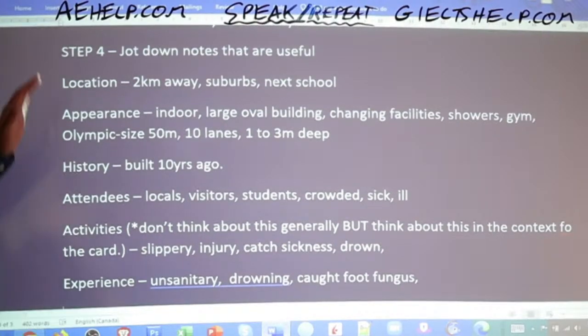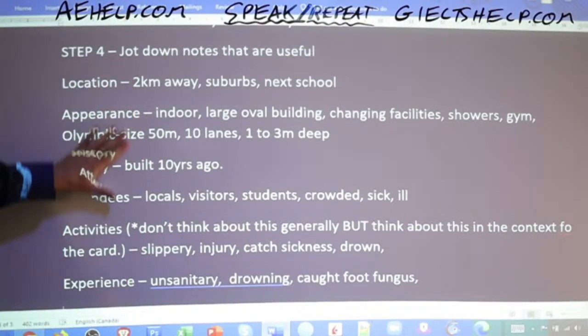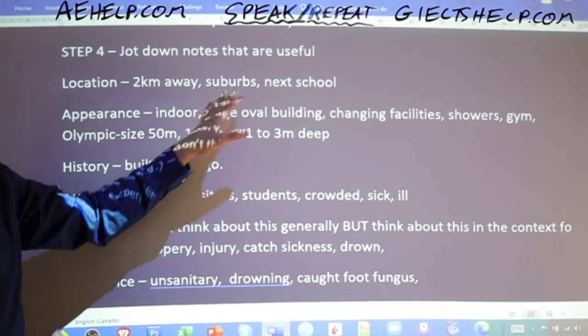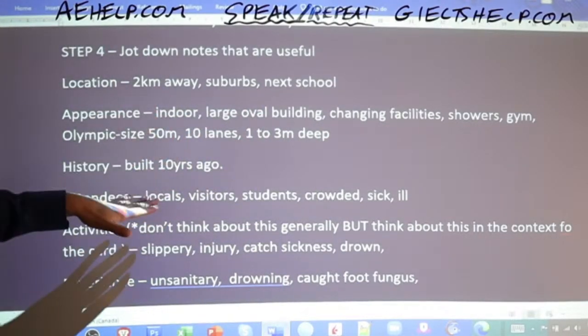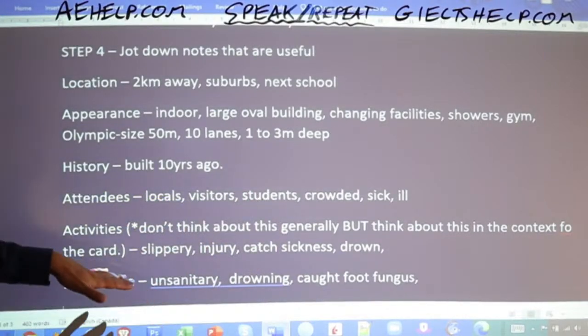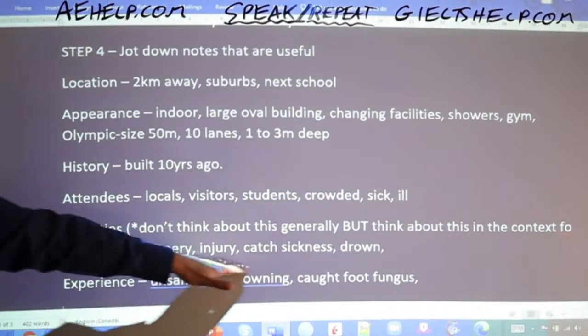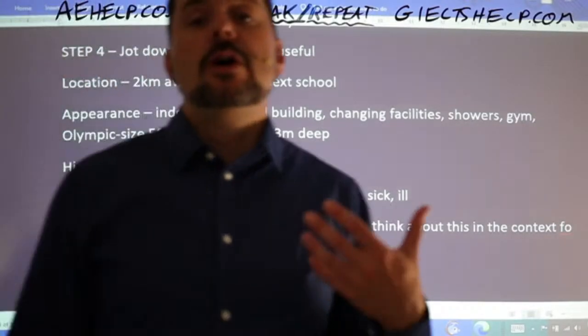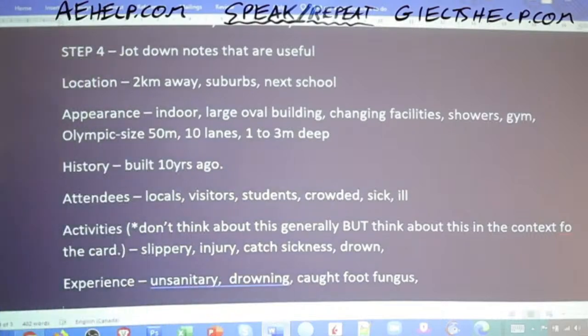So if you can come up with short notes like this in the 1 minute. Now remember, you don't have all of these parts here. You just have this part here. So it's 2 kilometers away. It's suburbs next to the school. This is the dimensions. It's built 10 years ago. There are lots of different kinds of people that visit it. These are some of the activities. This is what you experienced. So now you are ready, almost you are ready to give a 2-minute little speech. Okay?